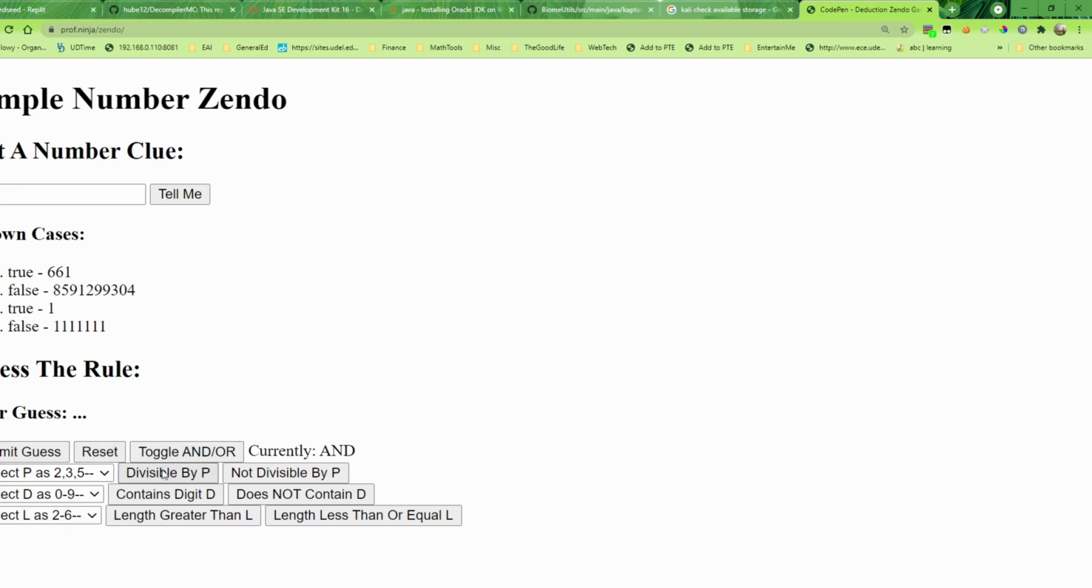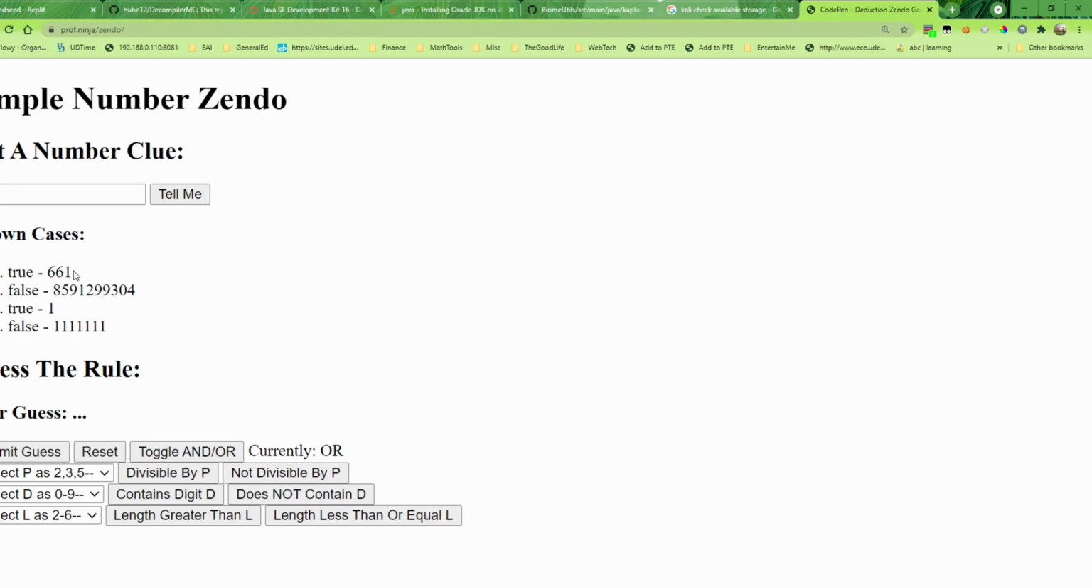Then we can guess, and we can combine rules that are either divisible by 2, 3, or 5, or not divisible by 2, 3, or 5. Contains or does not contain 0 through 9, shorter than or greater than length 2 through 6, and we can combine them with either an and or an or. That's the universe of possible Buddha natures. Okay. So, I think a clear guess at this point is just short.